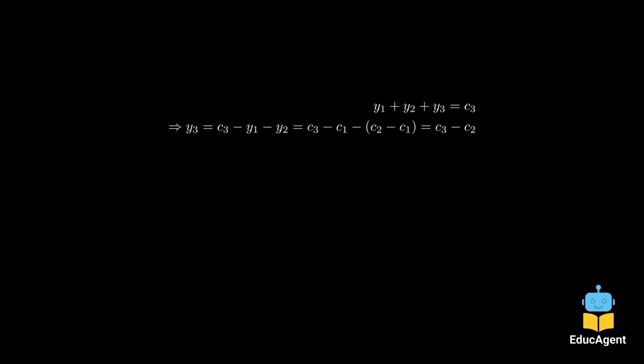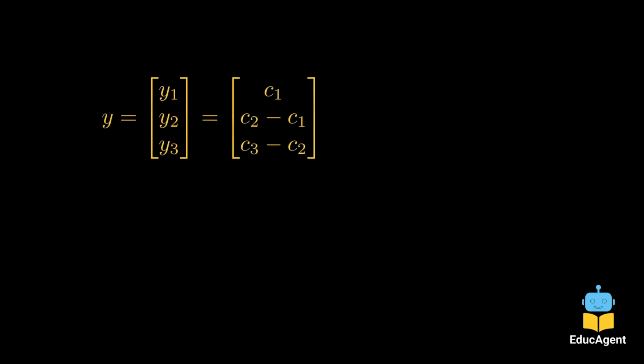The third row sums all 3 unknowns. Substitute the earlier values for y1 and y2, and simplify to get y3 equals c3 minus c2. Putting the pieces together gives Y as the column vector with entries c1, c2 minus c1, and c3 minus c2.